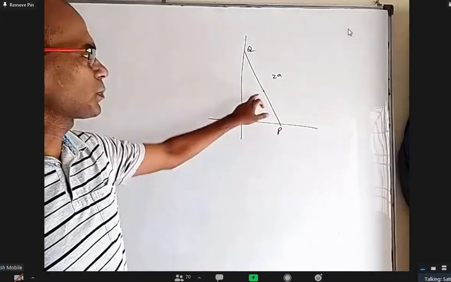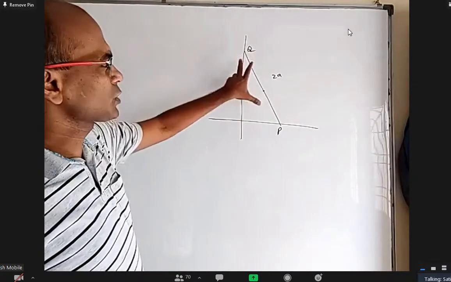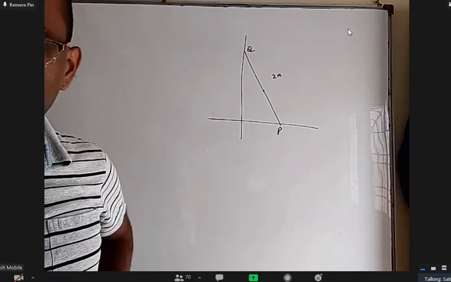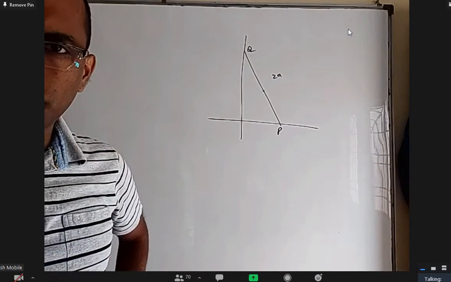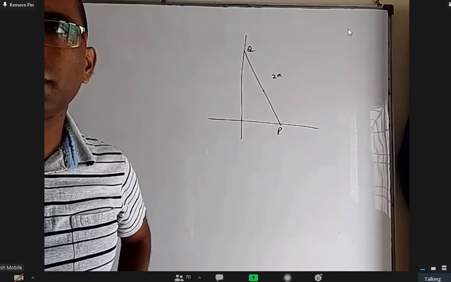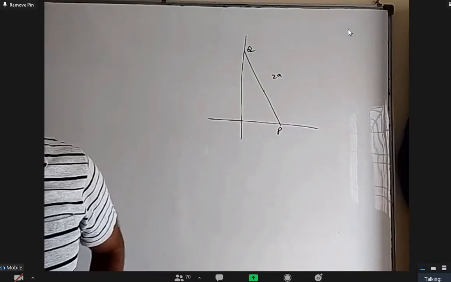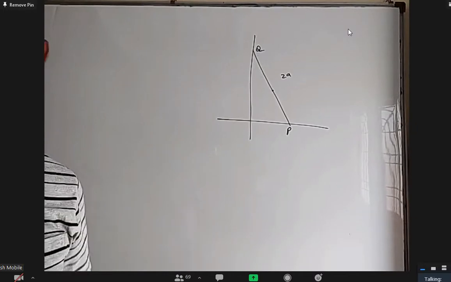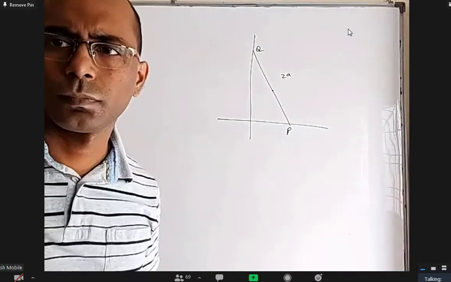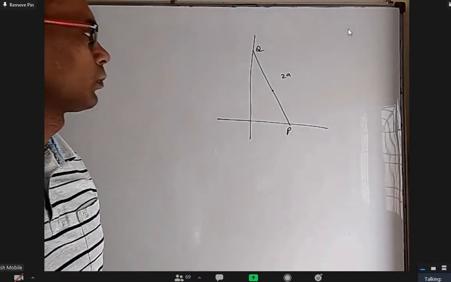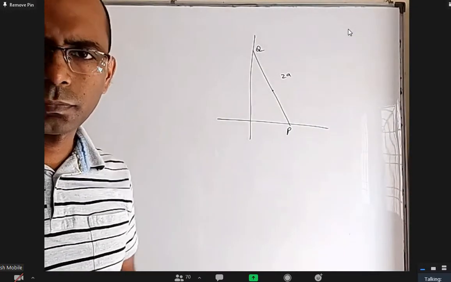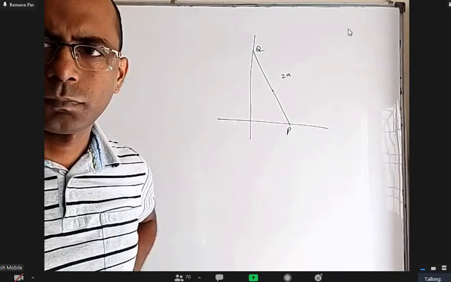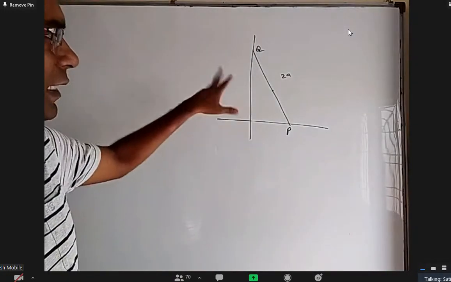Why is the locus of this point a circle? As this length is 2a and as it is sliding, the locus of this point is a circle. Anybody want to explain? Let's say here they gave x and y axis.